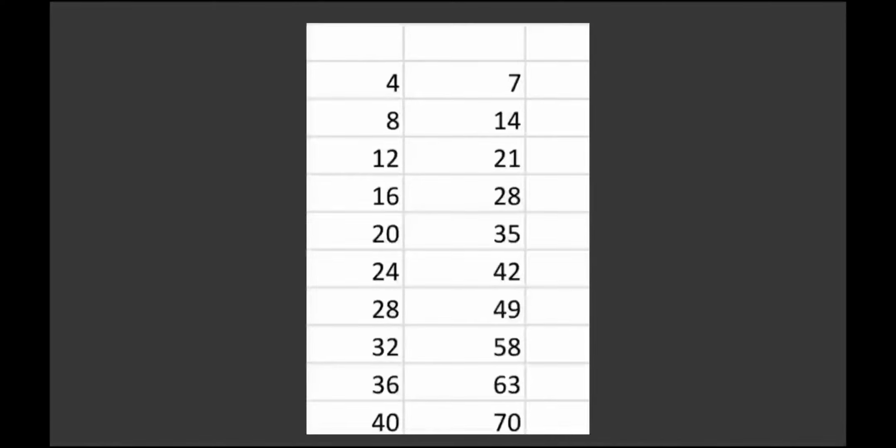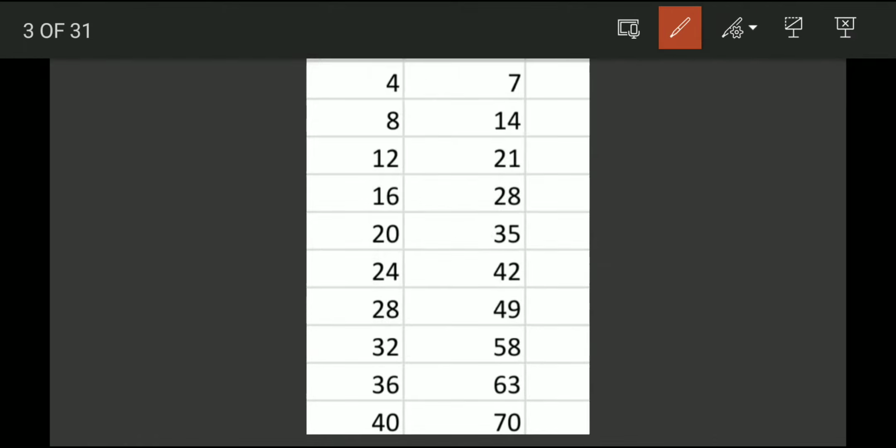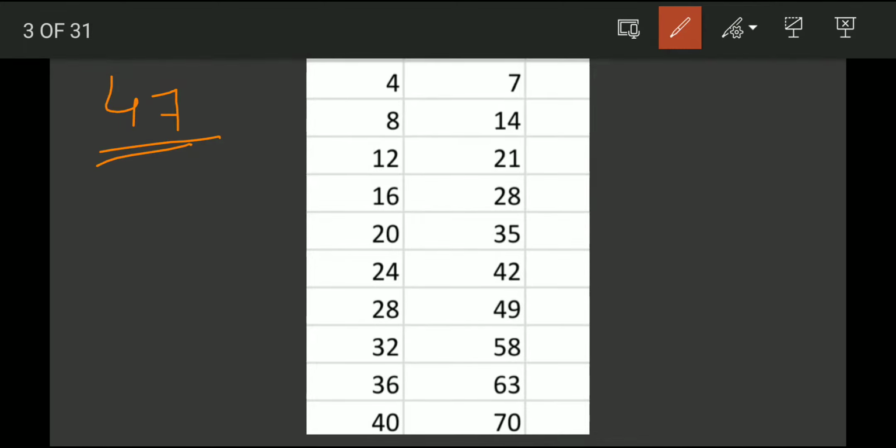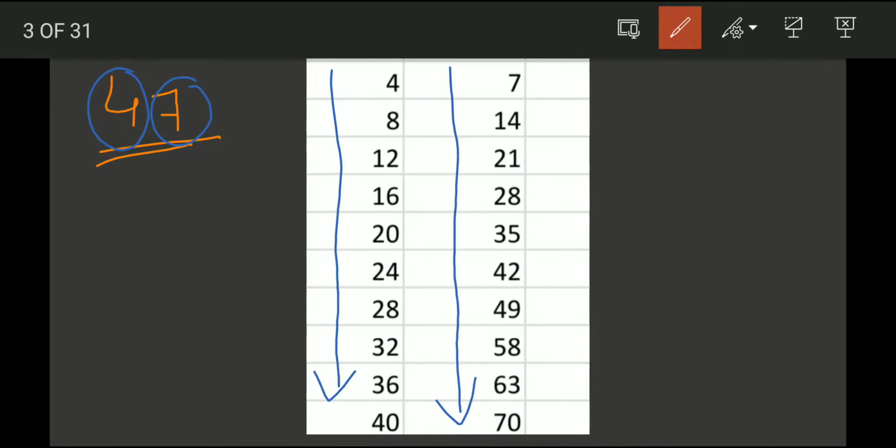Welcome all. In this session, we are going to learn how to make a table of bigger two-digit numbers. So in this video, we will learn how to make a table of 47. To make a table of 47, first write two tables. Write the table of 4 and write the table of 7. So here we have written a table of 4 and here we have written a table of 7.